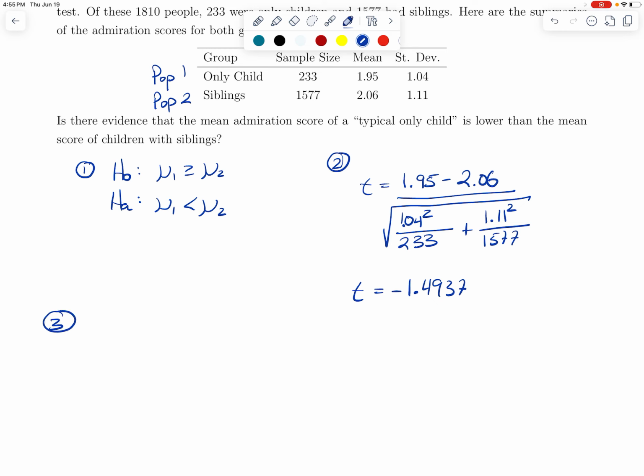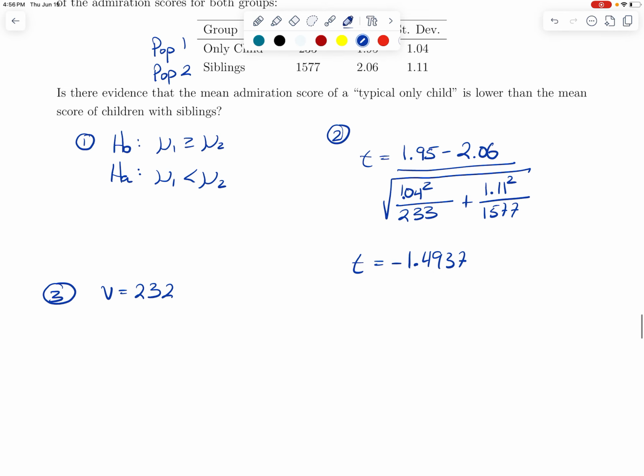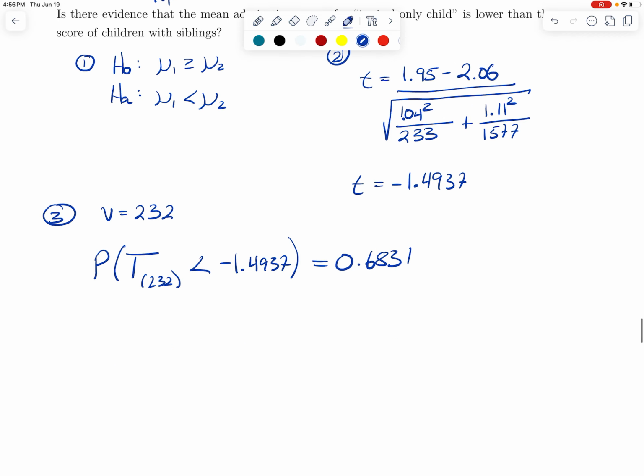Then you hop over to your app. You're going to use your degrees of freedom. Nu is going to be the smaller of the two sample sizes minus 1, so 232. So you want the probability that the t-distribution with 232 degrees of freedom is less than, mirroring this less than, your test statistic, negative 1.4937. Plug that into the app, and you should get out about 0.6831, which is very large.